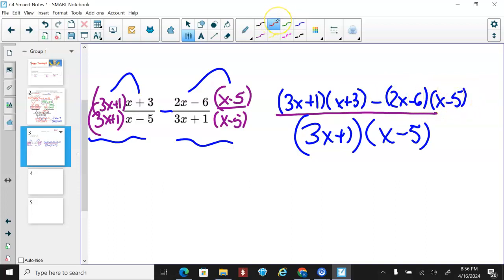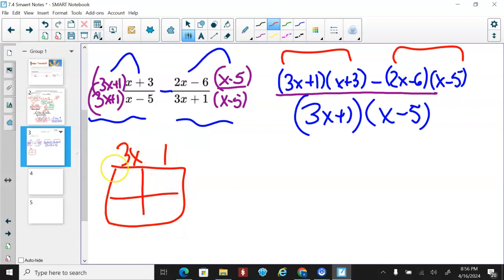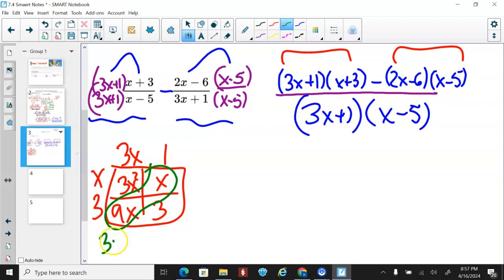So what do I see here? Okay, I see these two and I see these two. So I multiply first and then subtract. So you are going to do a FOIL or box method. So 3x, 1, x, 3. That's 3x squared, x, 9x, and 3. Combine like terms. So you get 3x squared plus 10x plus 3. So that's this. This is what I just multiplied.